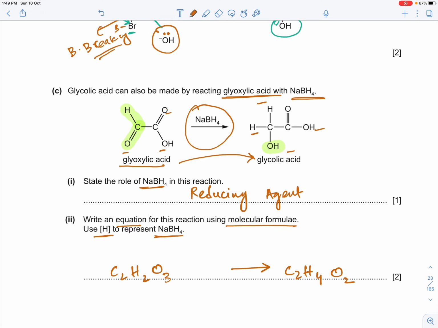Now we have to decide where these 2 hydrogens have been added in the structure. If you look at the bond between carbon and oxygen, this is a double bond. This double bond would be converted into a single bond, and both carbon and oxygen would gain 1 hydrogen each. So this would become C2H4O3. So that means we are adding 2 atomic hydrogens. So this is the equation in terms of molecular formula.